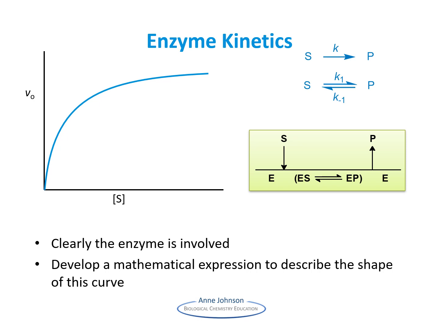This diagram is one way to express the interaction of the substrate with the enzyme. Substrate binds to the enzyme, forms an ES complex, which undergoes a chemical conversion to the EP complex, and then product is released from the enzyme, leaving the enzyme ready to catalyze another round of reaction. So now we have a problem. How can we figure out the kinetic constants from this?